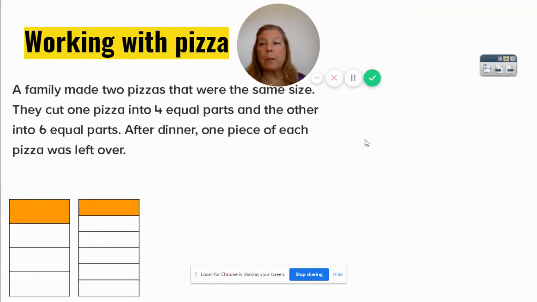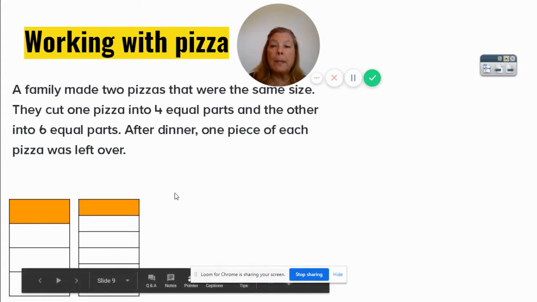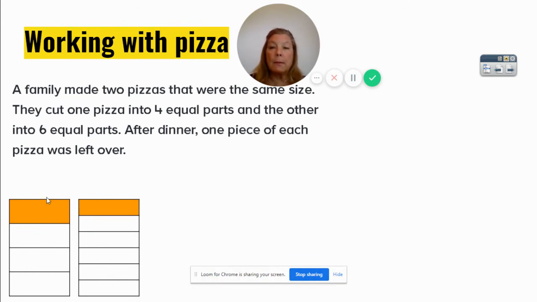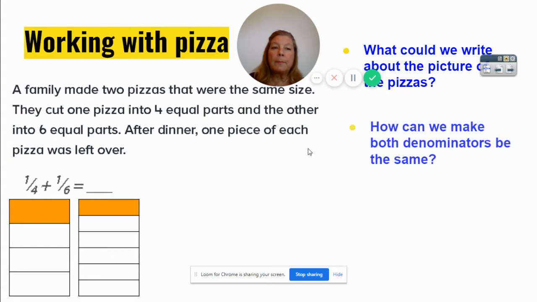Okay, let's pretend we're working with pizzas. A family made 2 pizzas that were the same size, illustrated by our boxes below here. They cut one into 4 equal parts and the other one into 6 equal parts. After dinner, 1 piece of each pizza was left over. What could we write about the pizzas? What kind of picture could we draw using those? Think about it. How can we make both denominators the same?